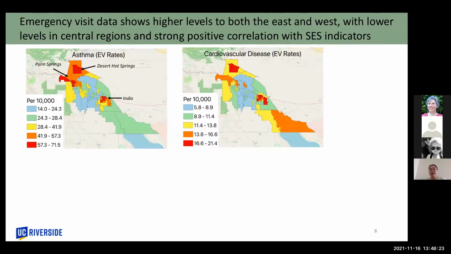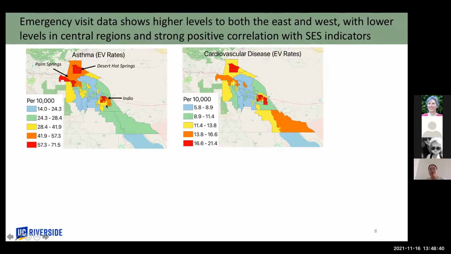And then we examined the health metrics, and we first examined the emergency visitation data, or we can call it EV rates. So here on this map, you see the spatial distribution of the EV rates of asthma and cardiovascular disease.